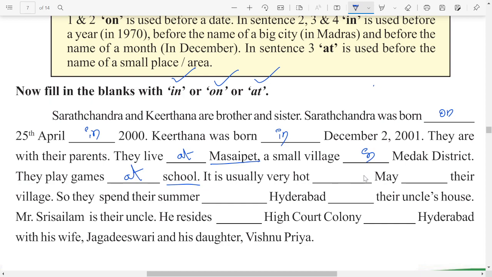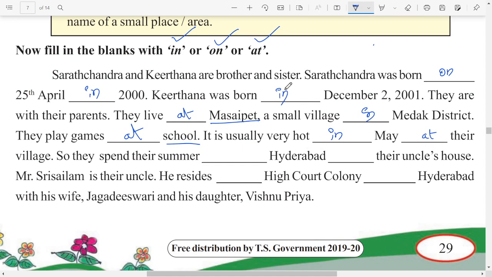It is usually very hot when in May, that is a month, dash their village. Where, at their village or in their village, which one can you use again? This is a small place, at the village can be used. So they spend their summer in Hyderabad, because Hyderabad is a big place, at their uncle's house. Uncle's house is again a small place. Next, Mr. Srishailam is their uncle. He resides High Court Colony, at High Court Colony in Hyderabad. High Court Colony is a small area and Hyderabad is a big place.